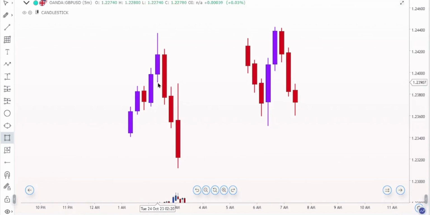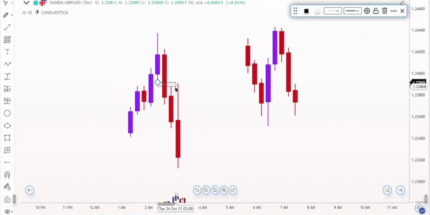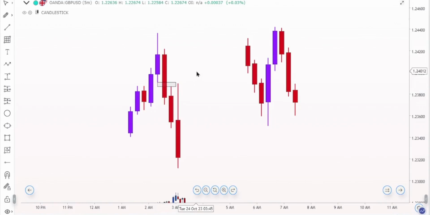Look at it. Let me mark it up for you to see. Look at that low. It's not touching the high of this candle number 3. As you can see, there is a gap there. It does not matter how tiny the gap is. A gap is a gap in the market.